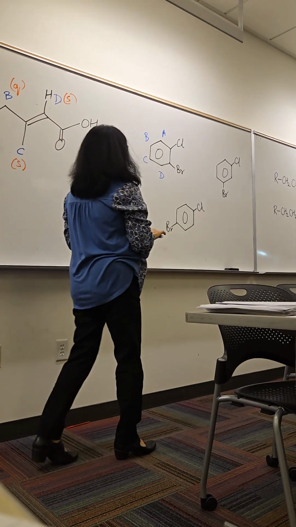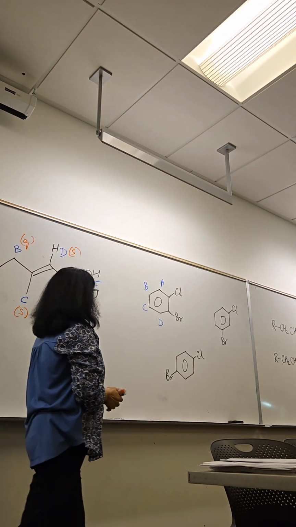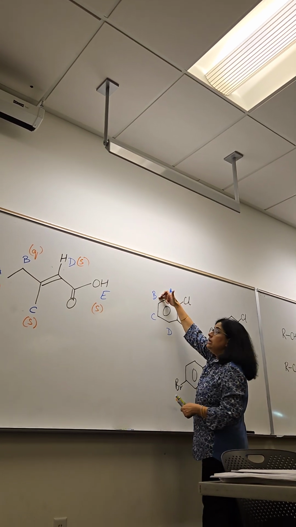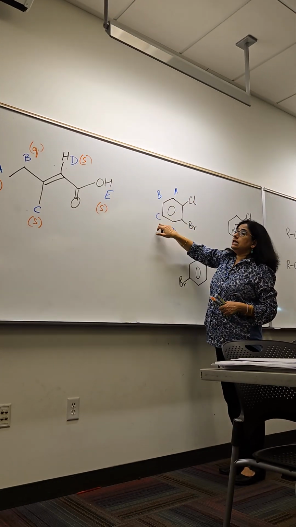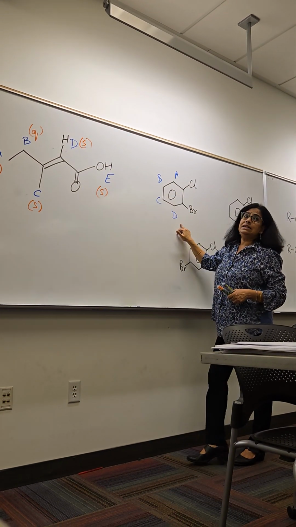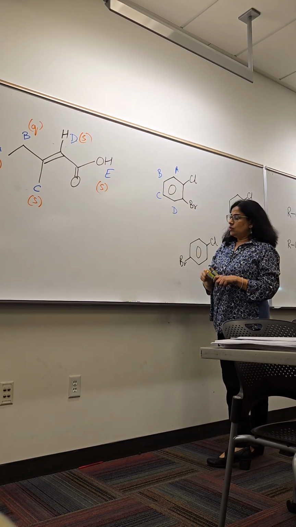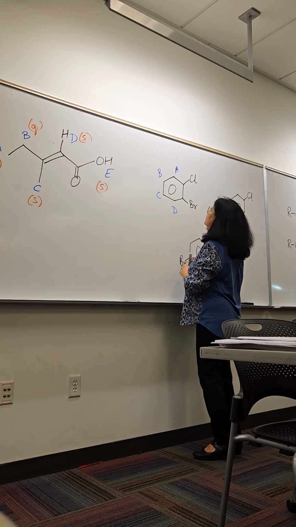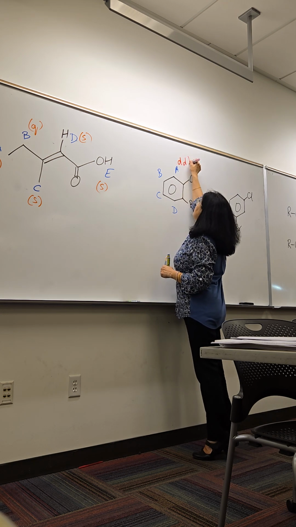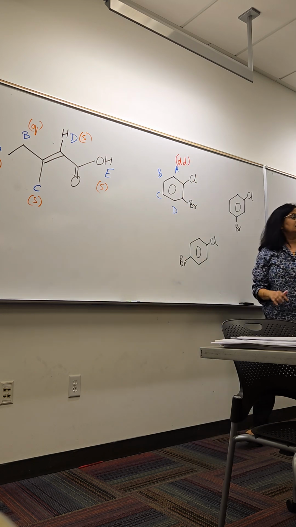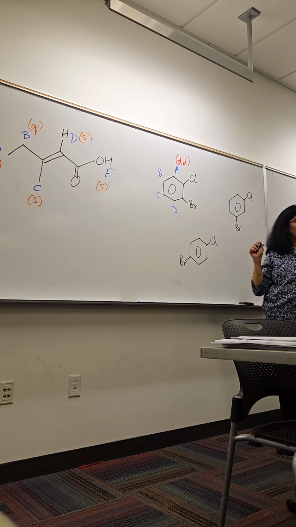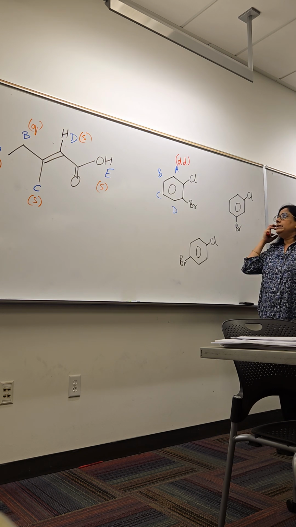Okay. Multiplicity for A. Is A going to couple with B? Yes. How about A and C? Yes. How about A and D? No. Is AB the same as AC? No. So what do we expect for A? Doublet of a doublet. I wrote that down. Do you agree? Sure. Everybody? Yeah.